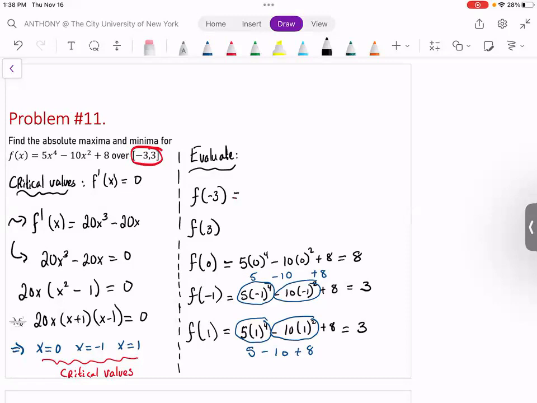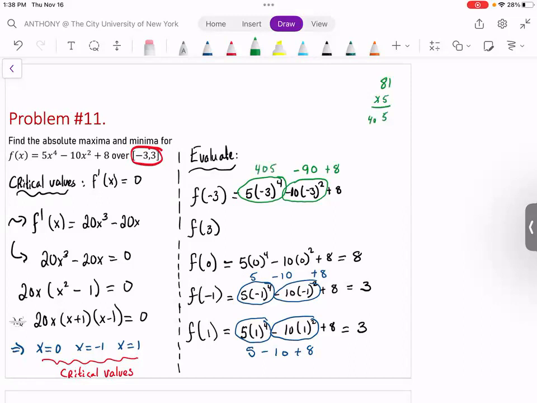If I do -3, this will be 5 times -3 to the fourth power minus 10 times -3 to the second power plus 8. Well, I'll do the middle one first. Negative 3 to the second power is 9. And if I do 9 times negative 10, this becomes negative 90. So far I'll have a negative 90 plus 8. Now, negative 3 to the fourth power is positive 81. So just quickly here, 81 times 5 is 405.